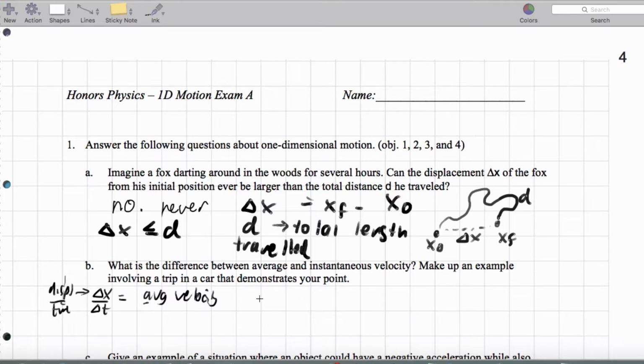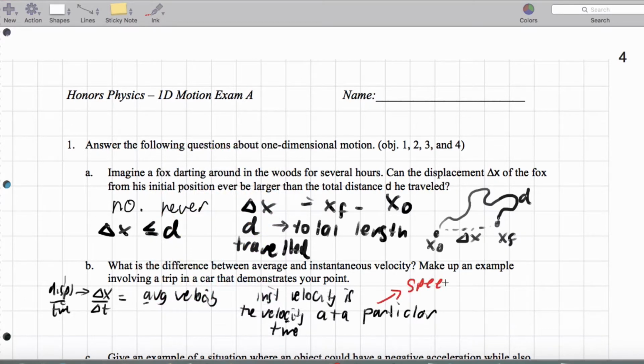The instantaneous velocity is the velocity at a particular time. So I would say, if I wanted an example, this is what the speedometer reads. It reads the velocity at that time. This is the total displacement divided by the trip time.